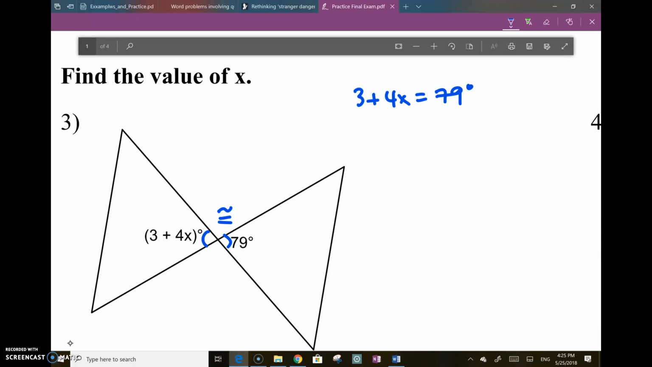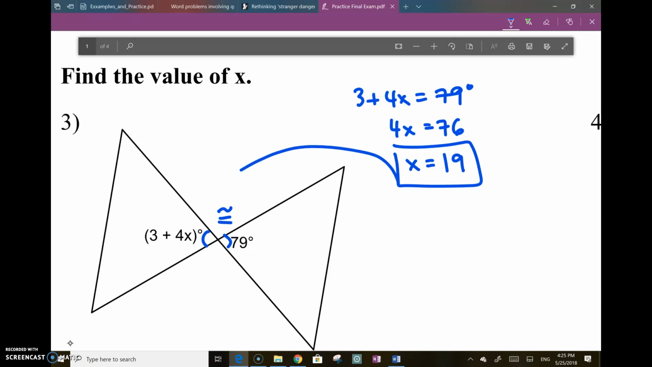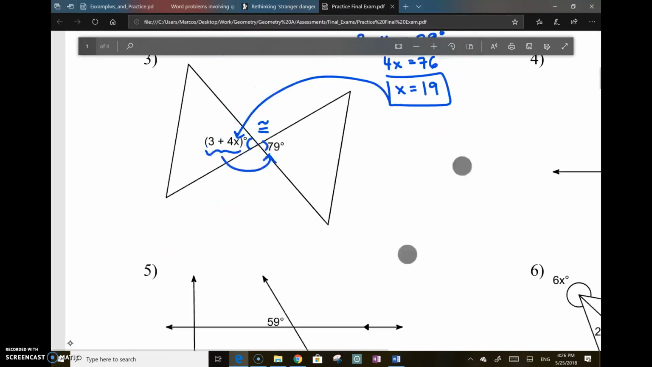And then with a little fancy footwork here, we get 4x is equal to 76, and dividing by 4 on both sides, that would be 19. And again, it's not 19 degrees, it's just x is equal to 19. That's the value that you would plug into this x right there. By doing all the math inside these parentheses, you should expect to get 79 as a result because they're congruent. Okay, number 4, on to the next one.